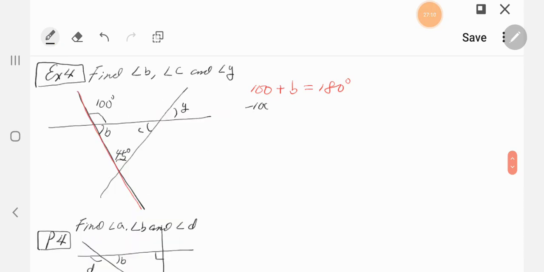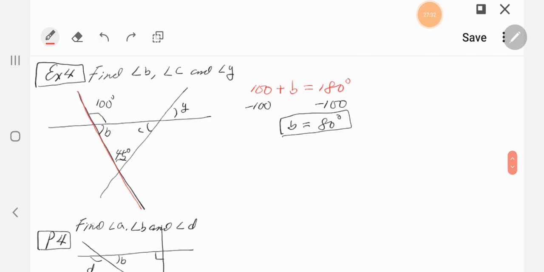So subtract 100 each side. Then B is equal to 80 degrees. So we found the measure of the angle B. So B is 80 degrees. That's what we found. Okay, let me erase it.